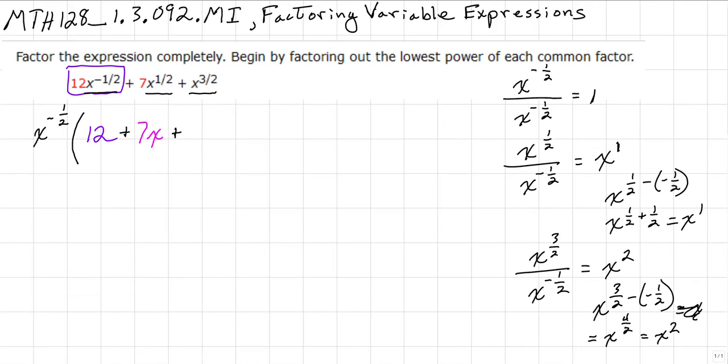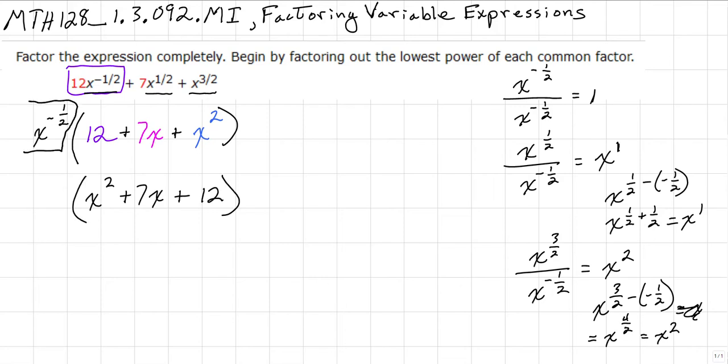So now when I do this, I end up with a quadratic, which is going to be factorable, more than likely. So I'm going to rewrite it in descending order of the exponents, noting that this right here can be rewritten as 1 over the square root of x.